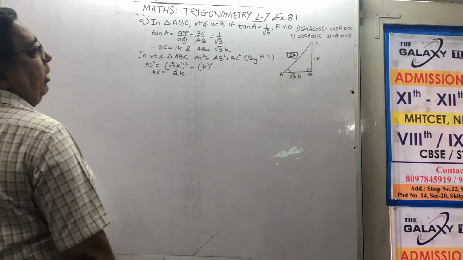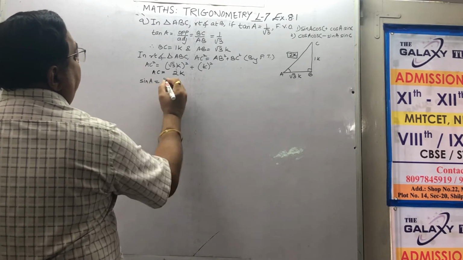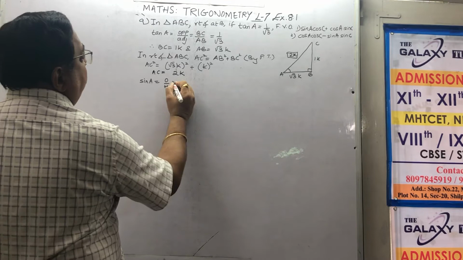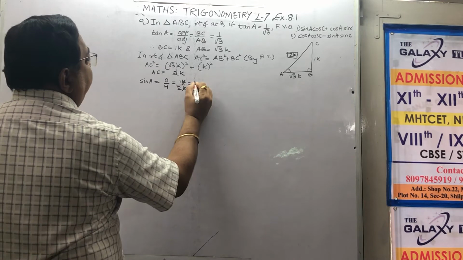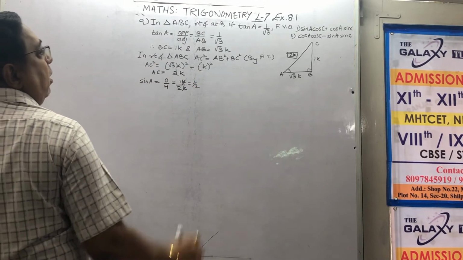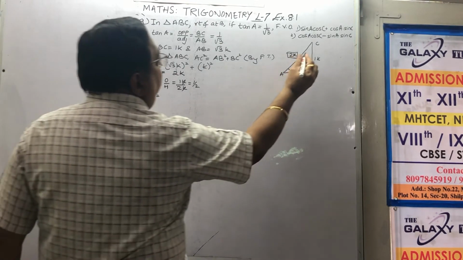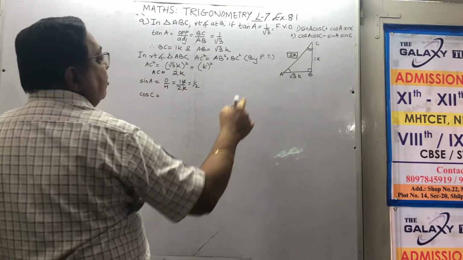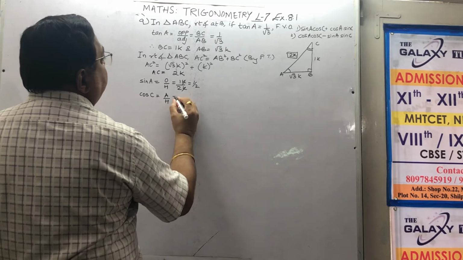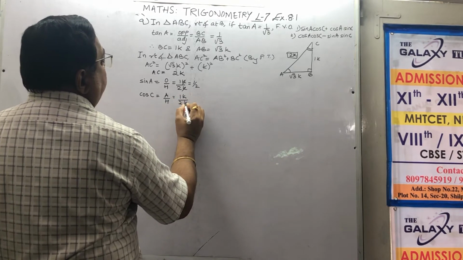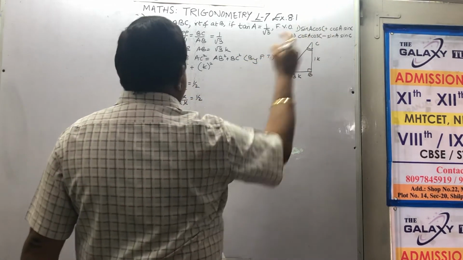Now I must find all the ratios to substitute. I need sine A. Sine A is opposite upon hypotenuse. Opposite upon hypotenuse, half. I have after this cos C. Cos C is adjacent to C, so adjacent upon hypotenuse. Adjacent 1K, hypotenuse 2K. So 1 by 2. Then I have to find cos A.